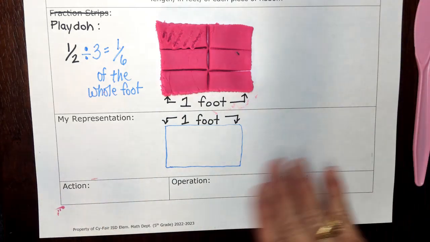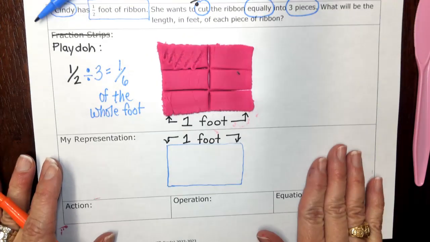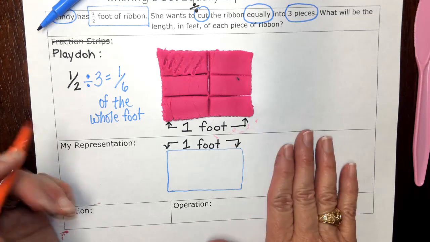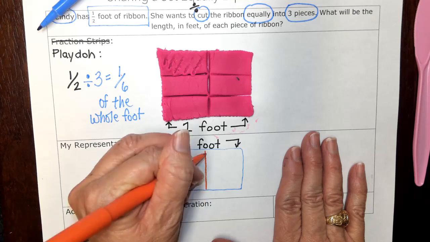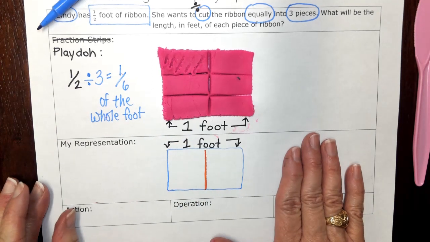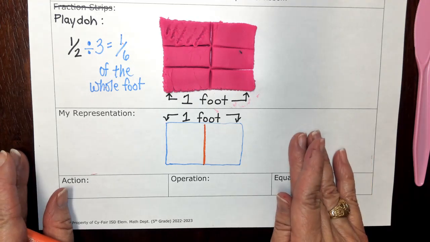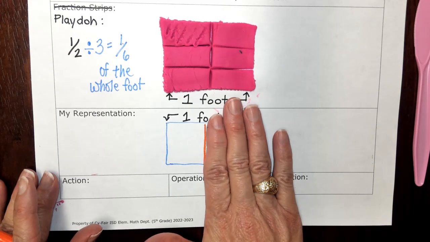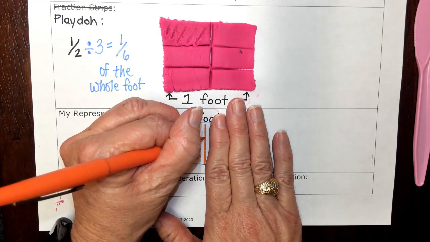Colton, did she have a whole foot of ribbon, or did she have something else? What did Cindy have? She only had half. I'm going to take my pencil and I'm going to cut my picture in half. No one should have Play-Doh in their hands, because everybody is making a drawing just like I am. And when I cover up half, because that's really all she had, what am I going to do with the half? Soraya. You're going to cut it into thirds. I'm going to cut it into thirds.